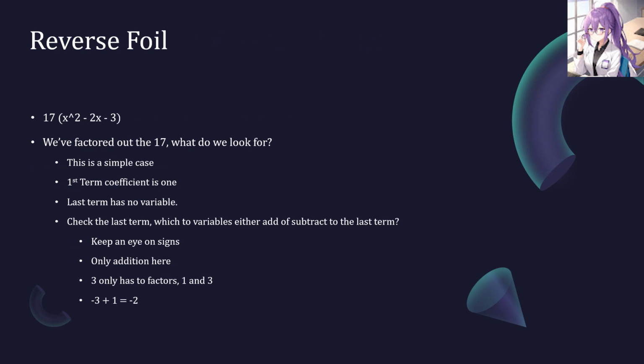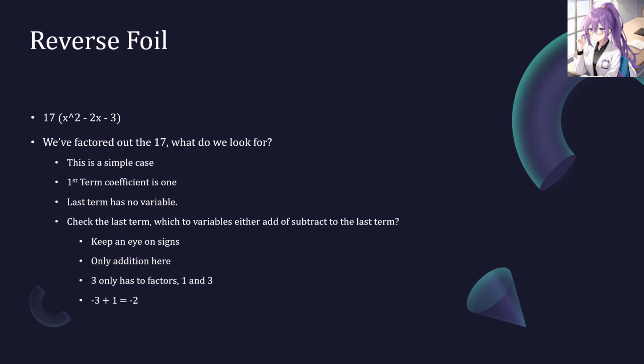Okay, so we have factored out the 17. What are we going to look for now? Well, this is a relatively simple case, because in the first term the coefficient is 1. That makes things a lot easier for us, doesn't it? The last term has no variable, which makes things also easy for us. And what we're going to do is look at the last term.